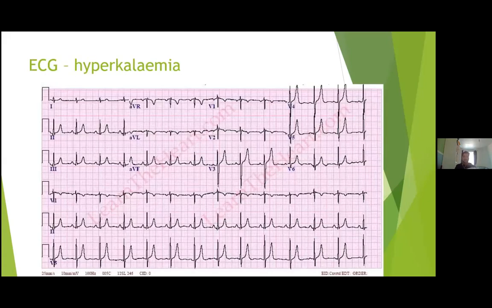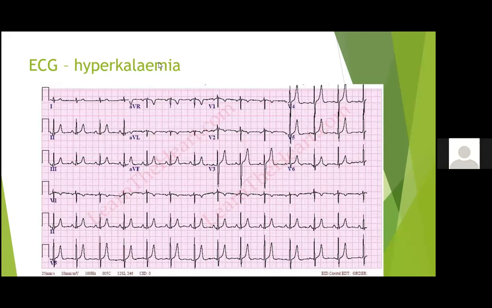So this is an example of an ECG with hyperkalemia. Does anyone know the features of hyperkalemia on an ECG? Or can anyone point out any abnormalities from this ECG? Let's have a look in the chat. Tall tented T waves, absolutely. Sinusoidal waveforms, yeah. Anything else? Does anything happen to the QRS complexes? Does anything happen to the P waves?